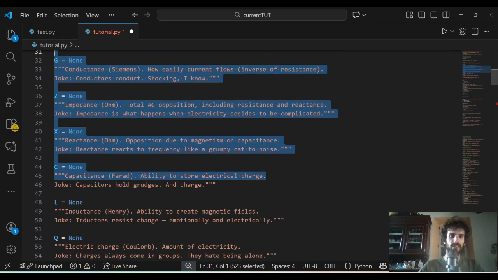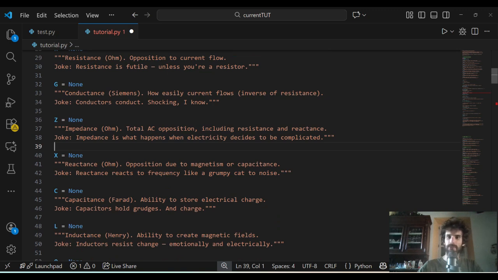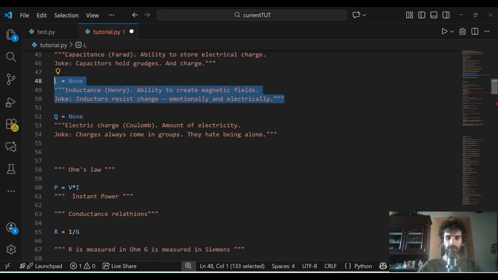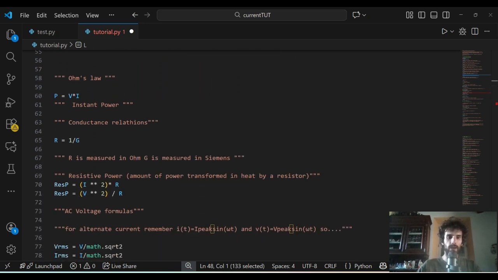Then there is capacitance, which is measured in farad and basically regards batteries. Inductance is the ability to create magnetic fields. And then there is the electric charge, which is in coulomb. Okay, so taking these 10, 12 electric variables, I want to split them into the formulas that are most commonly used.